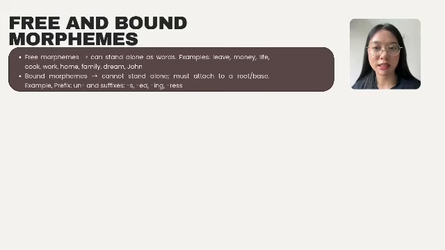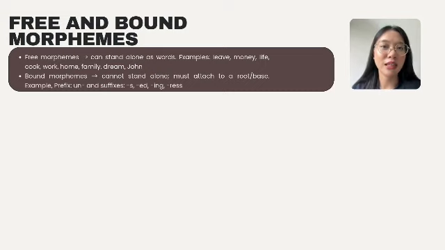Let's move to the next section, which is the morphological analysis. In this morphological analysis, let's go into the morphemes, which include free and bound morphemes. A morpheme is the smallest unit of meaning in a word. Some morphemes can stand alone as words, which we call free morphemes, while some morphemes cannot stand alone, so we call them bound morphemes.